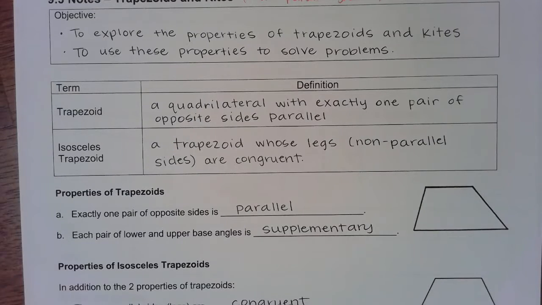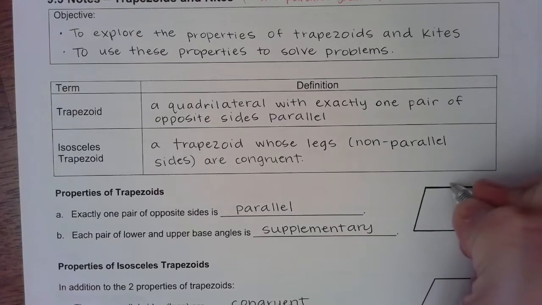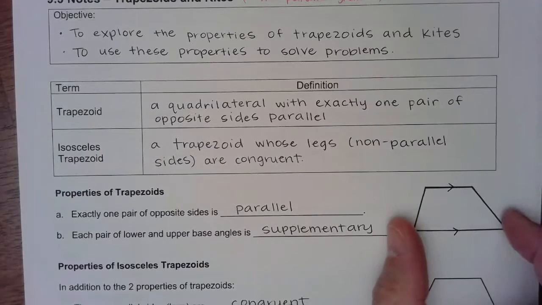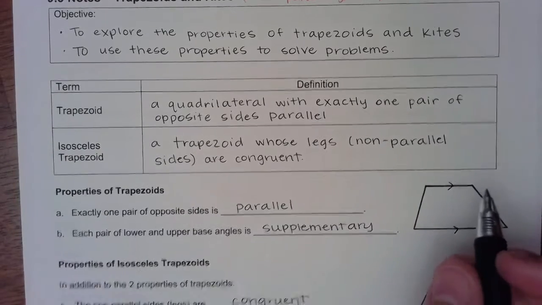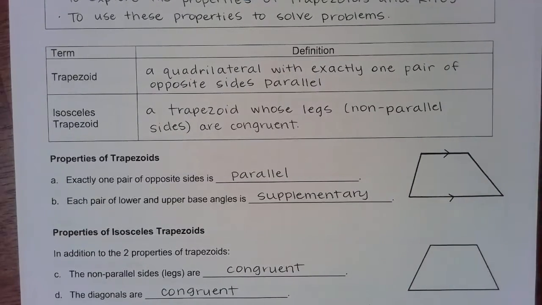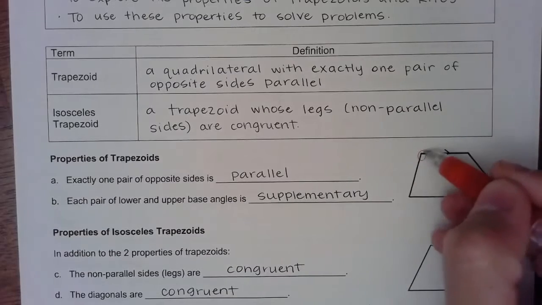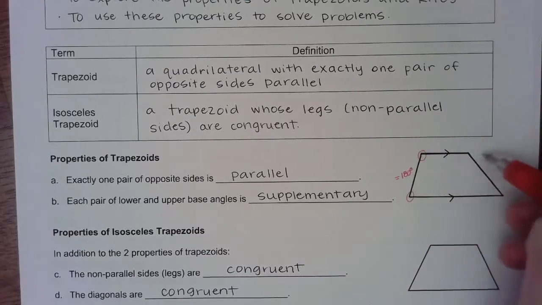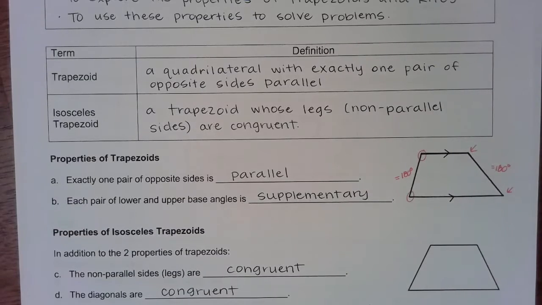A trapezoid is defined as being a quadrilateral with exactly one pair of opposite sides parallel. So in a trapezoid, you have one pair of opposite sides parallel, but the other pair of sides cannot be parallel. There's a second property of trapezoids, though, that says that each pair of lower and upper base angles is supplementary. So that means that this angle here and this angle here equal 180 degrees when you add them together. And then over here, it means the same thing. It means that these two angles, when you add them together, equal 180 degrees. And that's because of the nature of parallel lines.